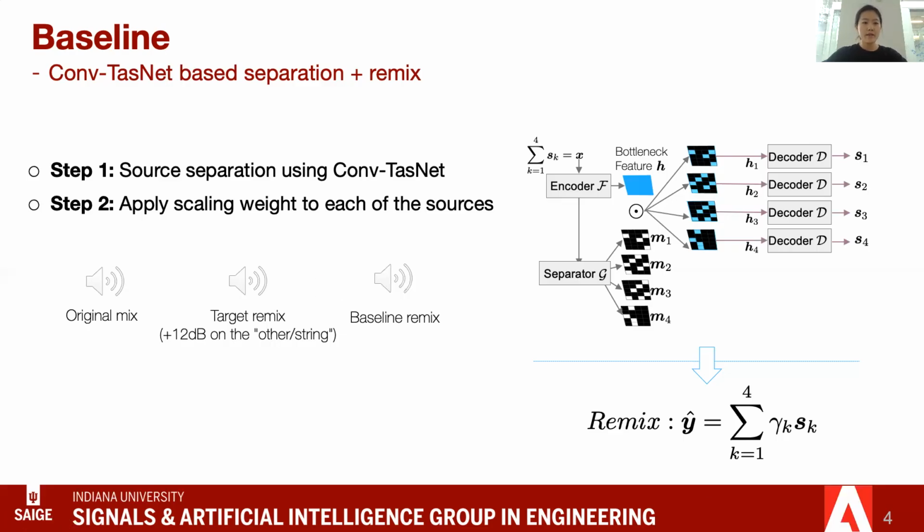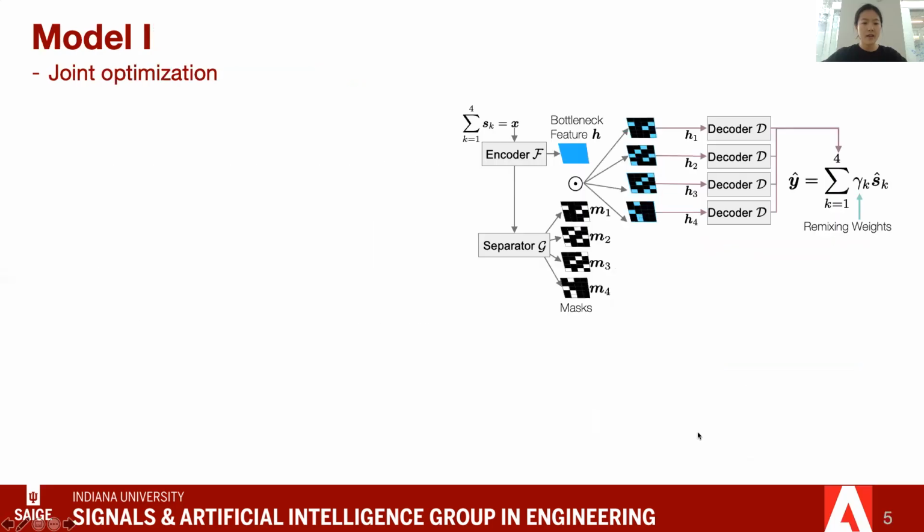You'll notice that the artifact contained in the baseline output is quite obvious. And more importantly, you don't feel that the string source in the baseline has been boosted as desired by the users.